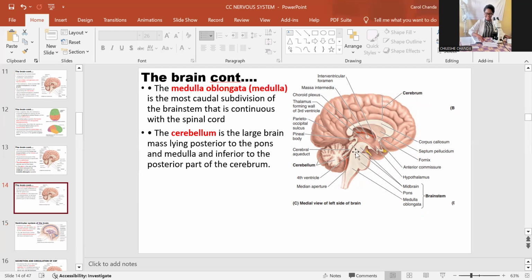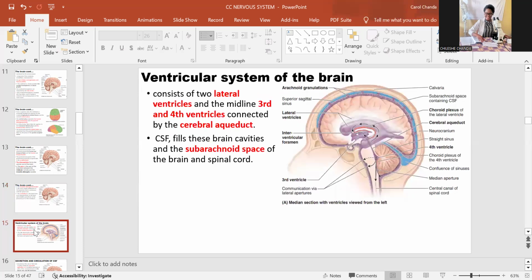The cerebellum is the large brain mass lying posterior to the pons and medulla. Okay, so the cerebellum is here. It lies posterior to the pons and the medulla and inferior to the posterior part of the cerebrum. So it is inferior to the posterior part of the cerebrum. It is posterior to the pons and the medulla. So that is what we are saying.